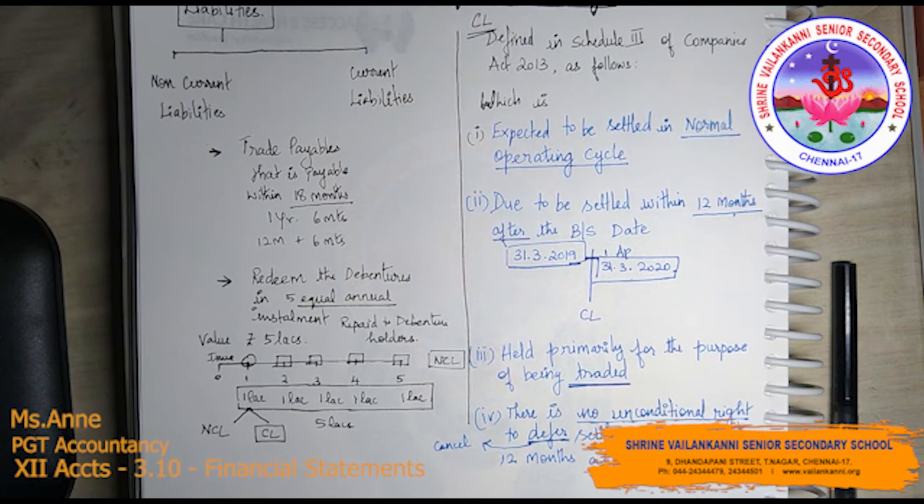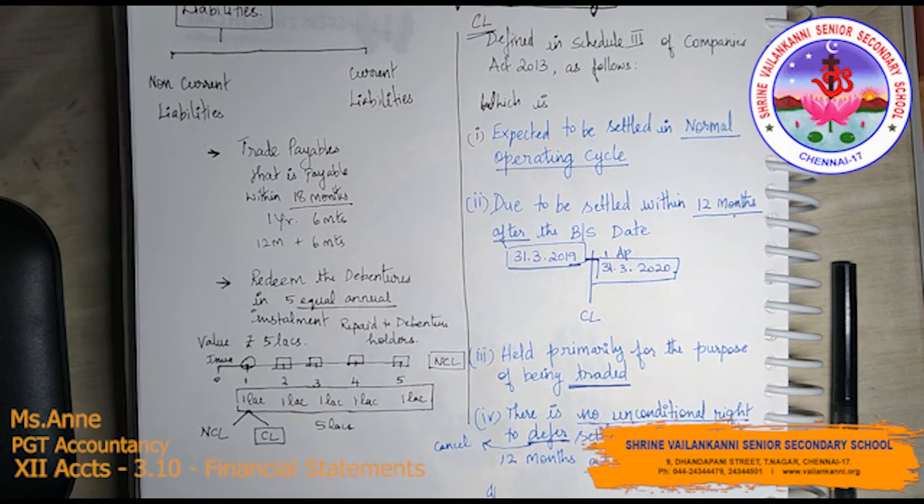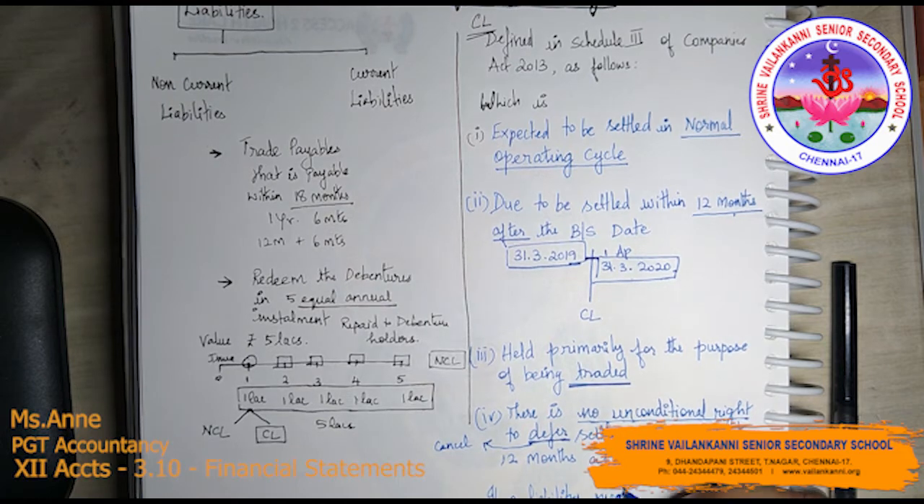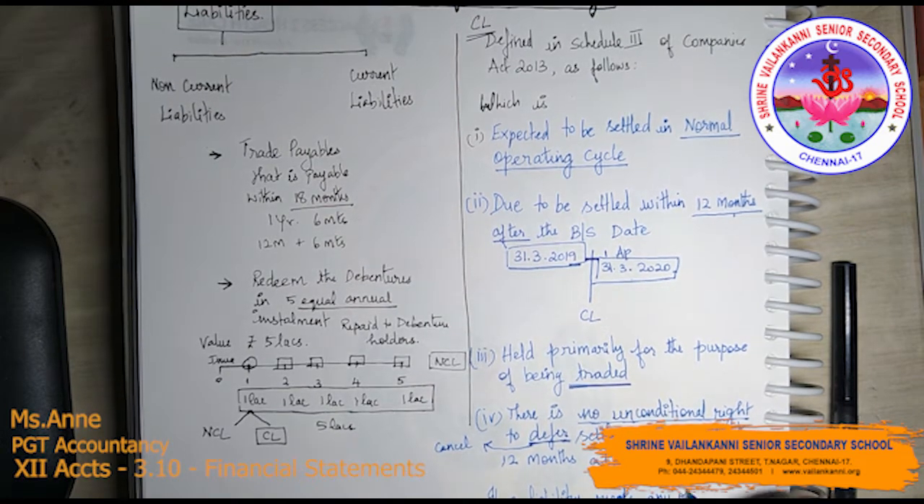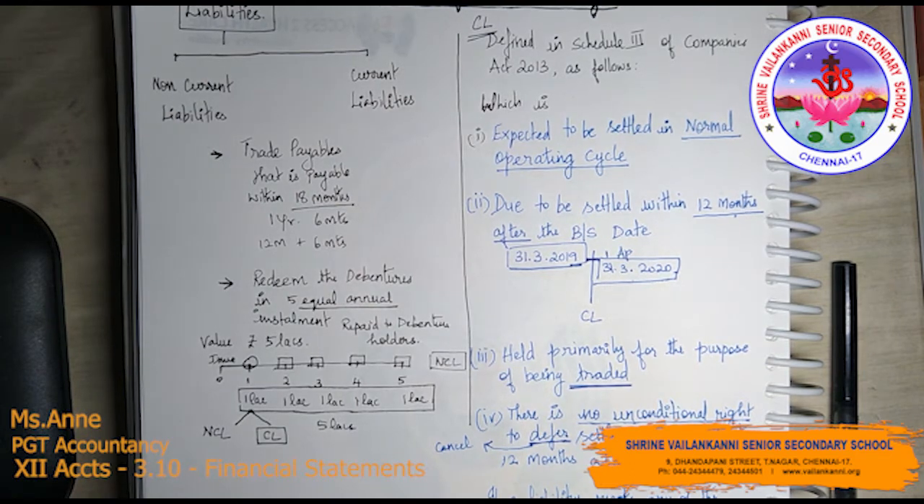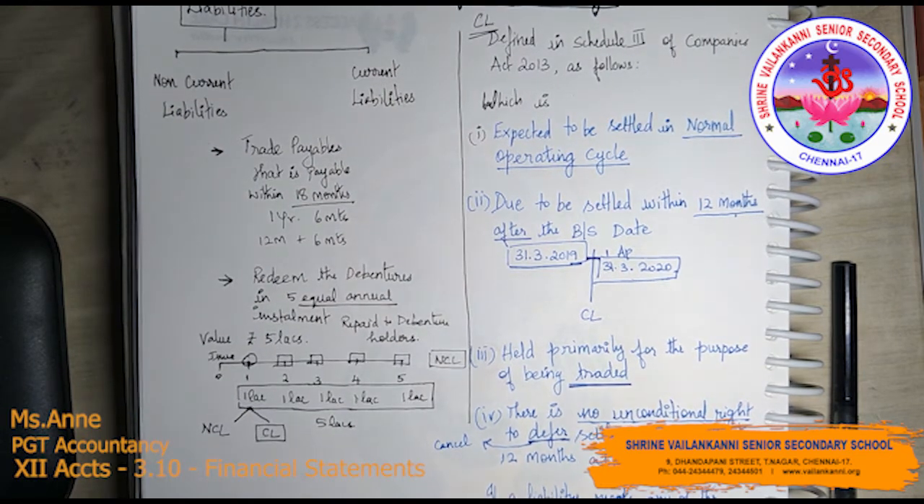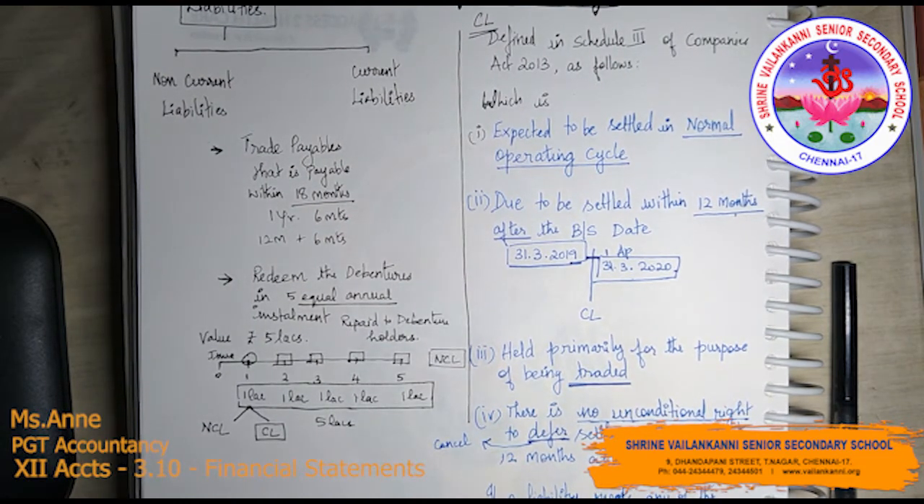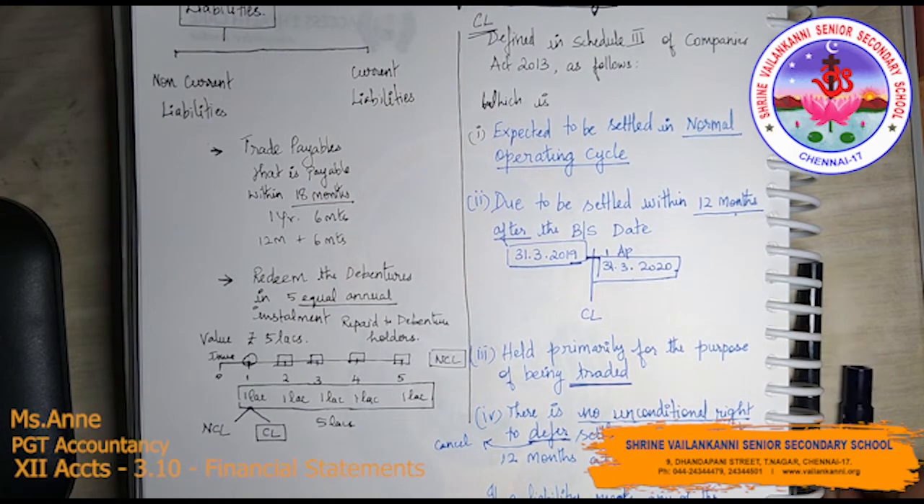If a liability meets any of the above four conditions, not all, any of the above four conditions, it is shown as current liability.